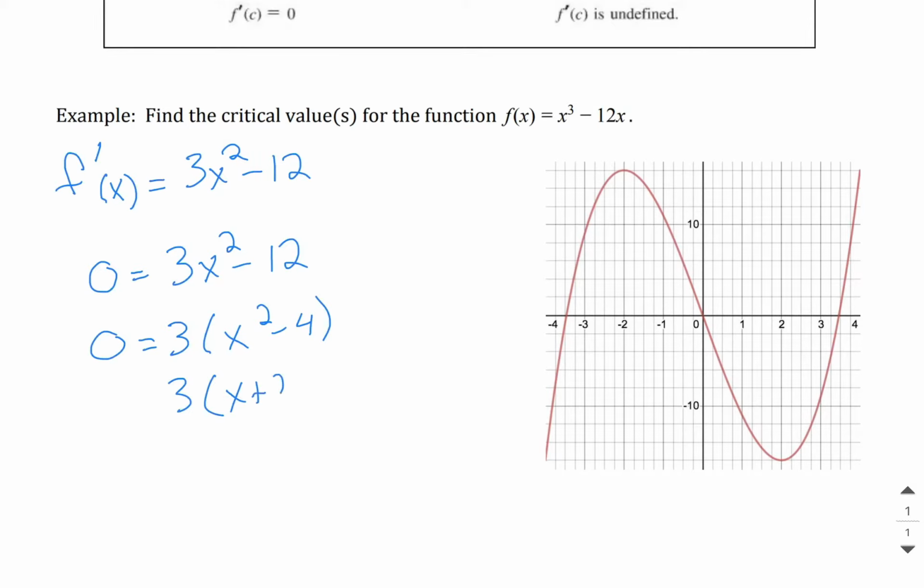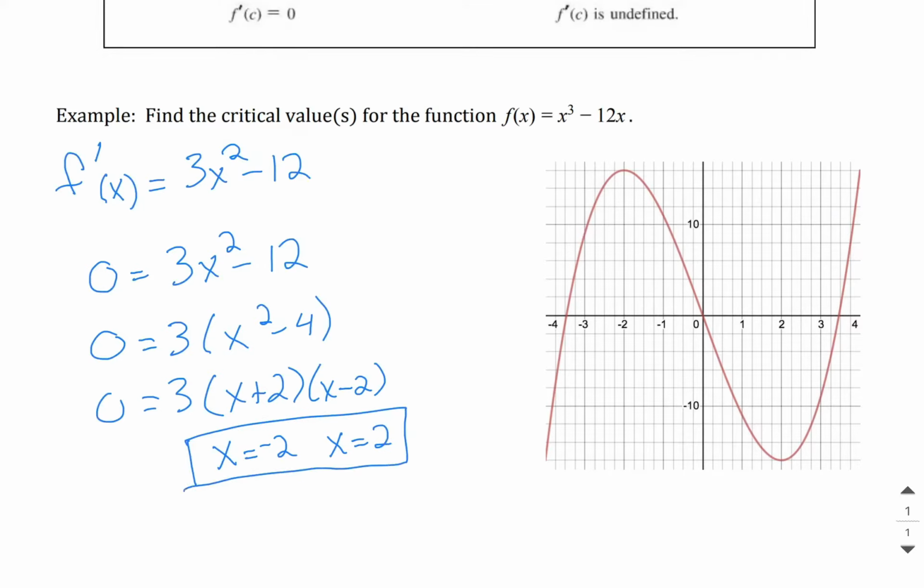And then we can factor that further. We have x plus 2 times x minus 2, the difference of two squares, and that equals 0. So we know that there are two x values. We have one where x is equal to -2, one where x is equal to 2. Those are two critical numbers, or two critical values.